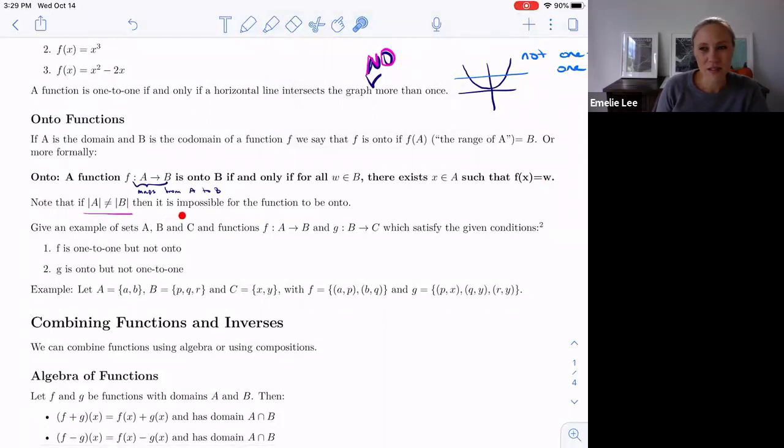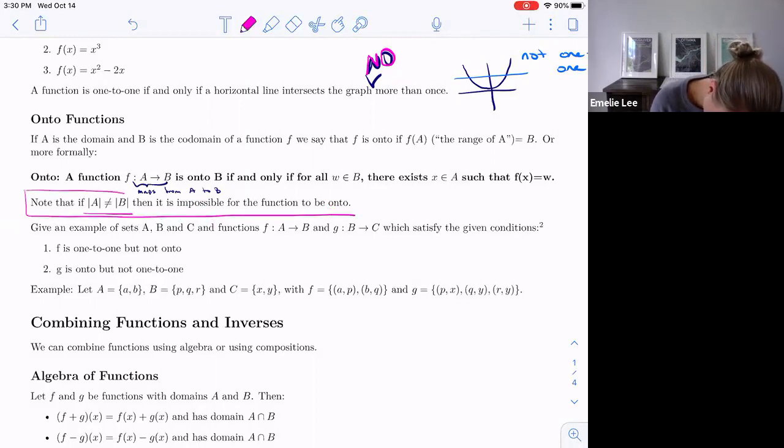Okay? So this is kind of a good-to-know check-in point. You could use it to say, okay, if I know the cardinality of A and I know the cardinality of B, and I ask you, could this thing be onto? If the cardinalities are not the same, then no, it's impossible for this function to be onto. So likely that's how I'll get you to incorporate whether it's onto or not. Okay. So maybe I'll do a little box around that.